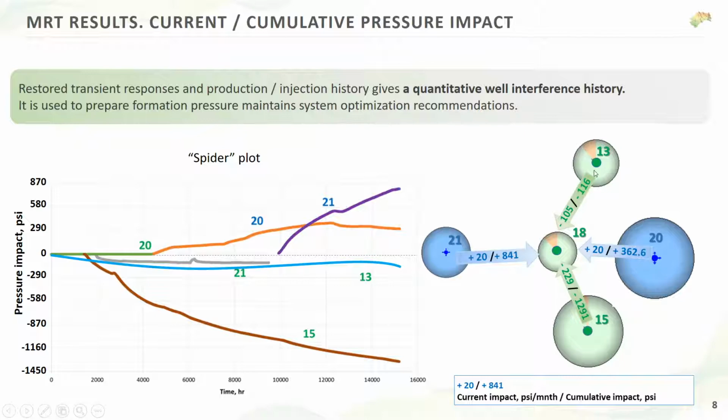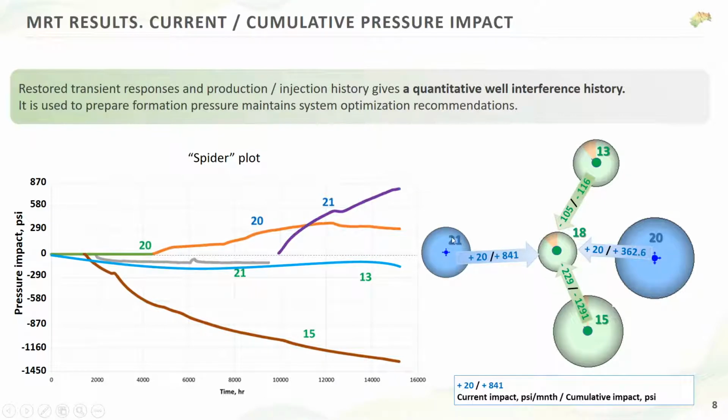Despite it being the first producer, its impact is not too big. We have the impact of this certain well history here. It's about 100 psi during the whole period of production. But well 15 has a much higher impact. It's 230 psi only for the last month, and the total impact during the whole production history is 1300 psi.